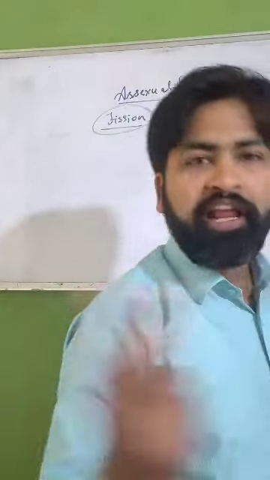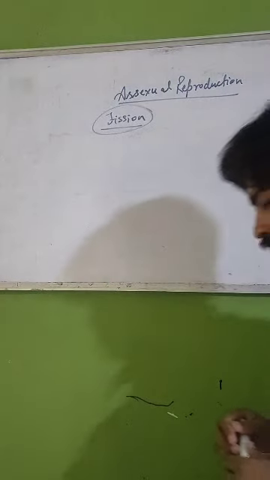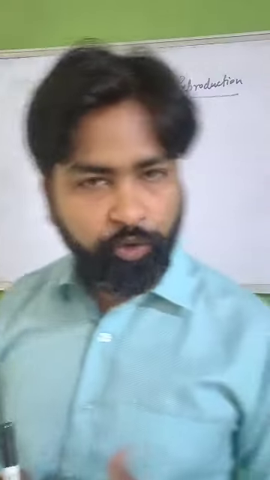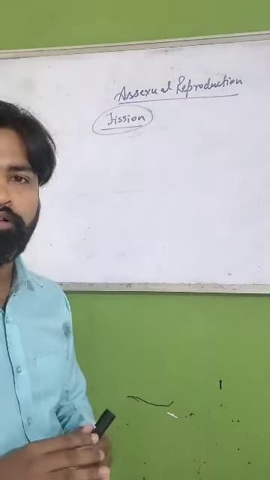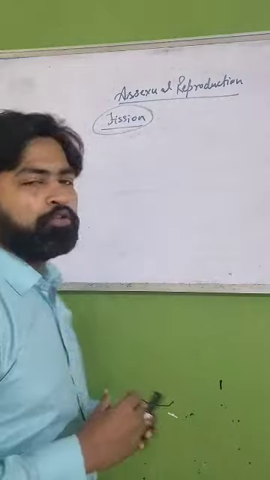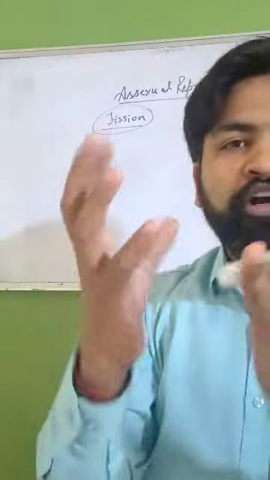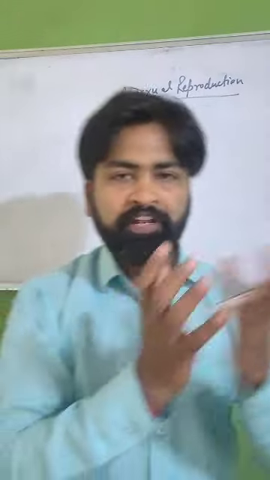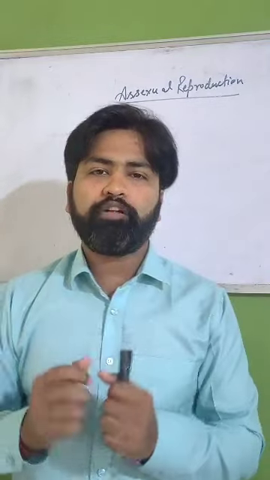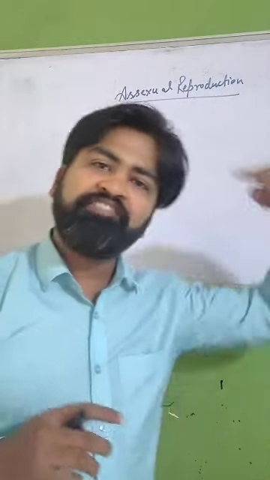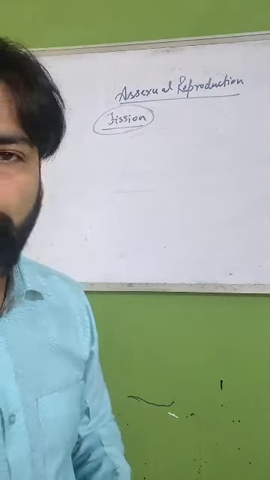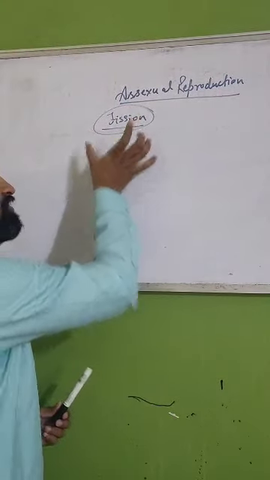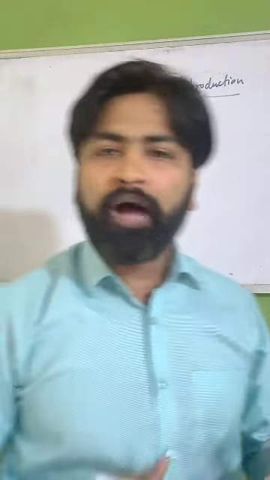See, fission and fusion, both terms are antagonistic to each other, but look similar. Fusion means joining of two bodies. That means the male and female gamete fuse together to form a zygote. That takes place in sexual reproduction. It will not take place here in asexual reproduction. So in asexual reproduction, the first type is fission.